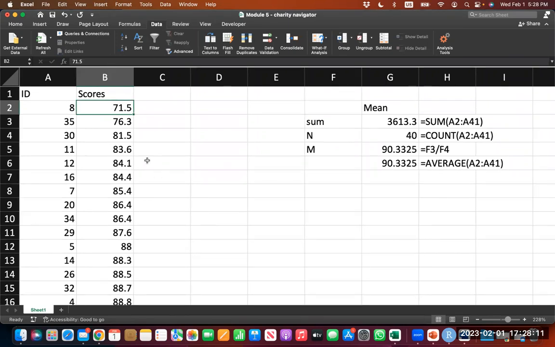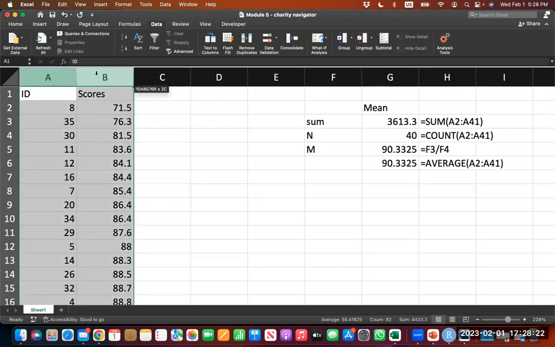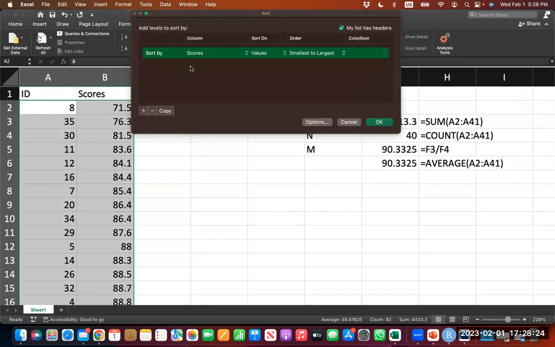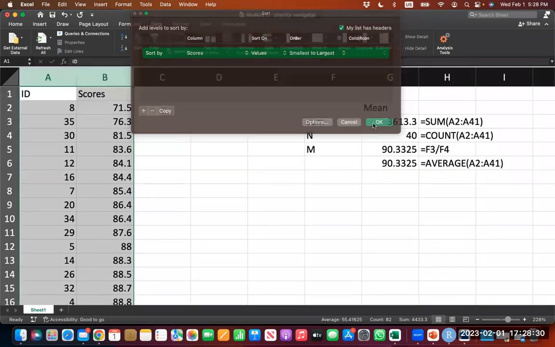Always make sure you have a systematic approach to things that brings you back to the root data, to the data as it was initially. You select A and B, you go on sort, you sort it by column. You make sure that my list has headers is checked, and you click OK. Then it will sort it.